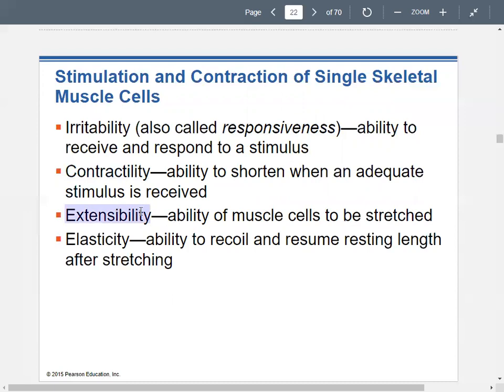They're extensible, which means they can be stretched. So it's kind of the opposite of contractility. Okay? If you think about it another way, extensibility is the ability to extend, right? Elasticity means recoil and resume resting length. So you can stretch it, and after you stretched it, it goes back.